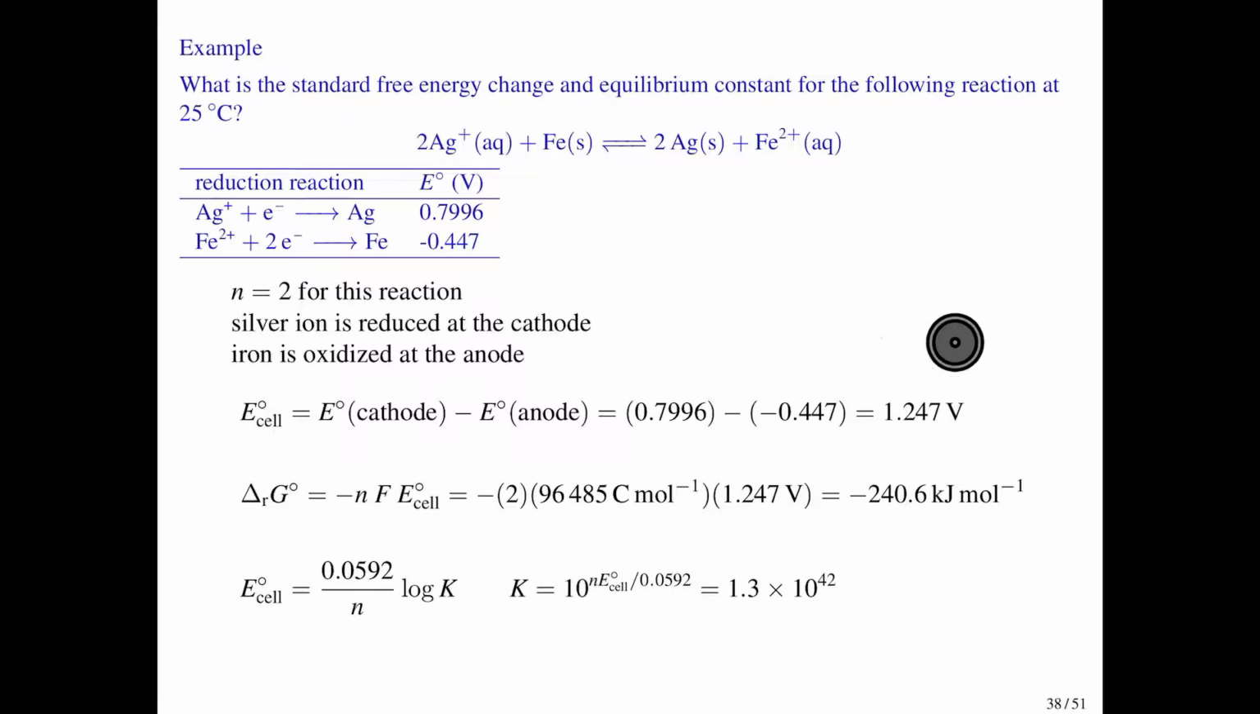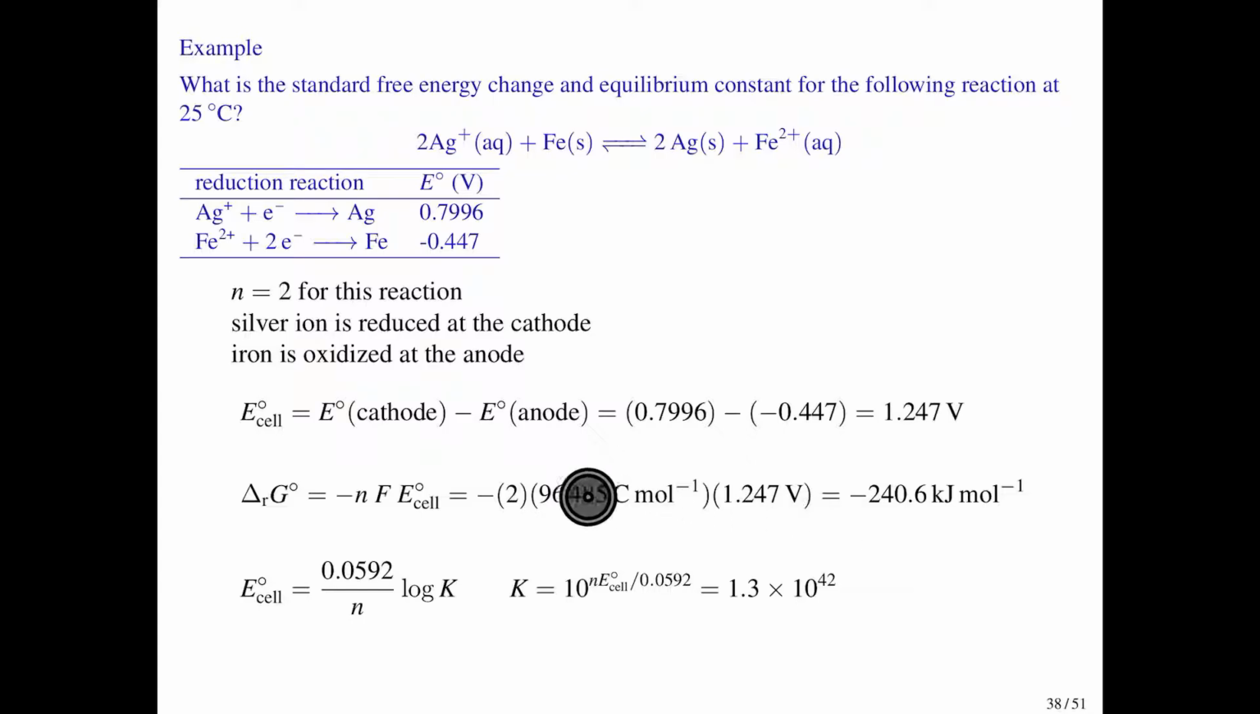Okay, now that we know the cell potential, we can use that to calculate the Gibbs energy of reaction according to this equation here. So we just take minus 2 moles of electrons times the Faraday constant times the cell potential that we calculated, and we get a value of minus 240.6 kilojoules per mole. That indicates that the reaction is spontaneous in the forward direction, at least under standard state conditions.